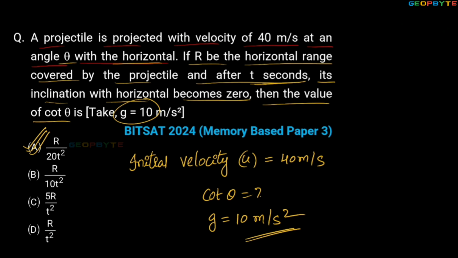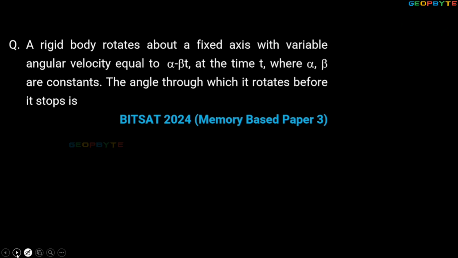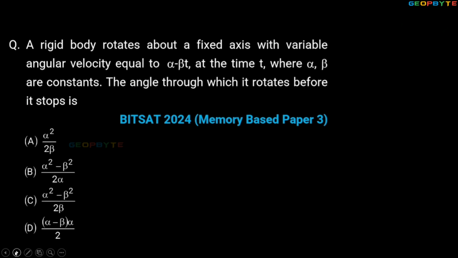Understood clearly? I try to explain each and every point at your understanding level. Okay? Shall I take the next question? Yes. Look at the next problem. Try to read it clearly. It is asking like this. A rigid body rotates about a fixed axis with variable angular velocity equal to alpha minus beta.